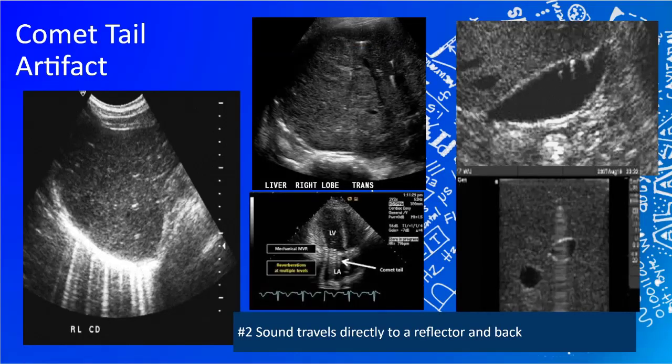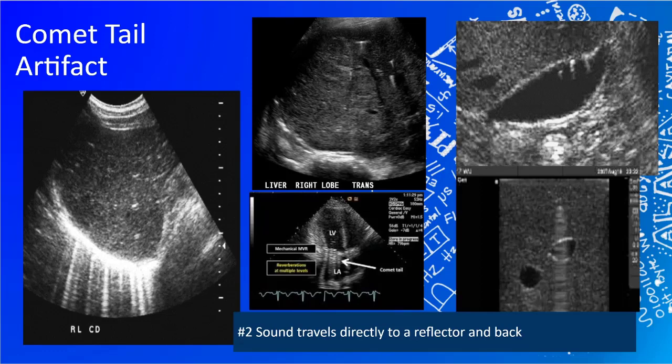The next artifact then is comet tail artifact. This is actually very similar to reverberation. And with comet tail artifact, also known as ring down artifact, what we see are typically single hyperechoic lines that extend off of a certain area of anatomy. So again, assumption number 2 is broken in this one, in that the machine expects that these echoes are coming straight back from a reflector. But in reality, what is happening is that sound is bouncing between 2 very small and very close reflectors.